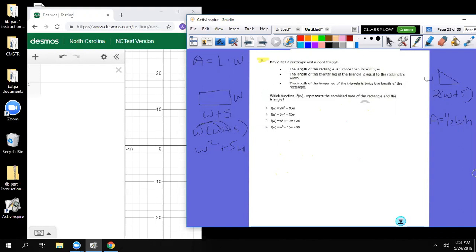On the other side, I have 1/2 base times height. That means that I'm going to multiply this side by this side and then divide it by 2, or multiply it by 1/2, which is the same thing. So I'm going to go ahead and perform my operations with this. So 2 times W is 2W, and 2 times 5 is 10. Oops, can't seem to write here. All right, and 2 times 5 is 10.